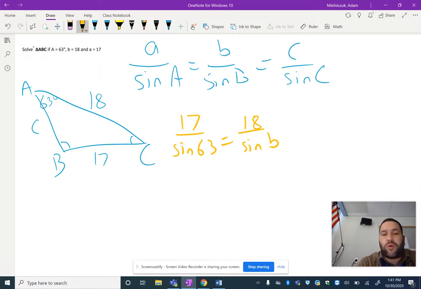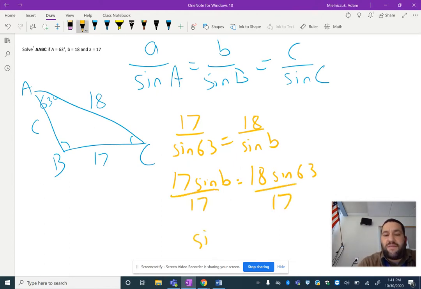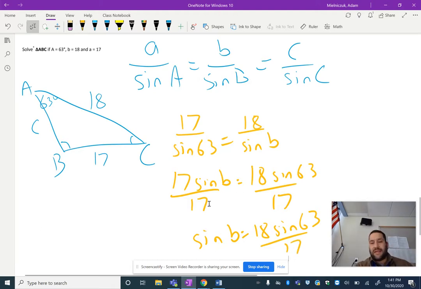So now we cross multiply. We get 17 sine B equals 18 sine 63. Now we divide both sides by 17 to get the sine of B is equal to 18 sine 63 over 17. Well, let's find out what 18 sine 63 over 17 equals.